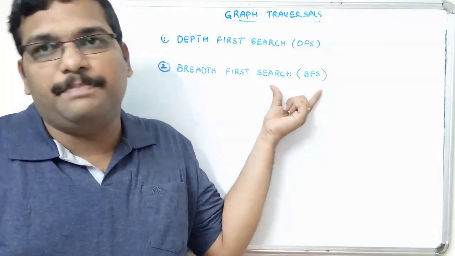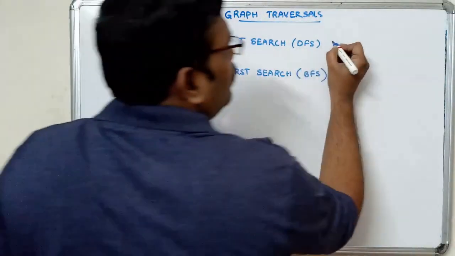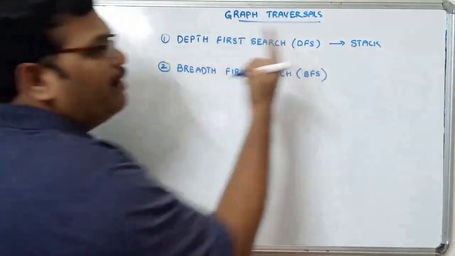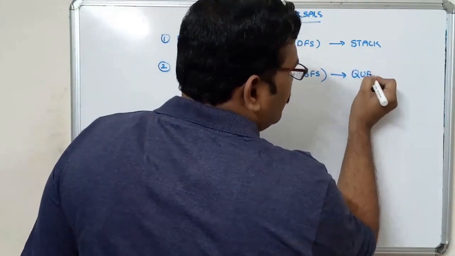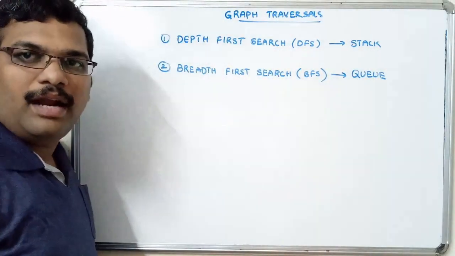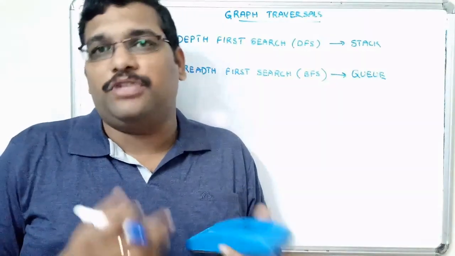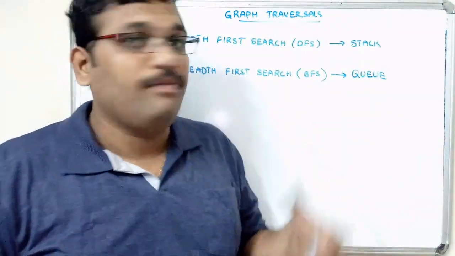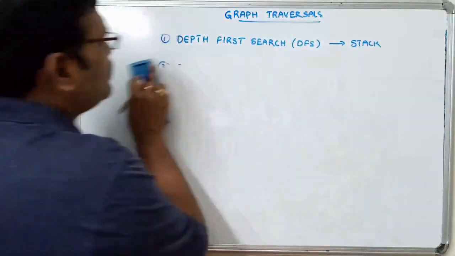In order to implement DFS and BFS, we will use the stack data structure for implementing the DFS, and we will use the queue data structure for implementing the BFS. Now let us take an example and see the procedure, how the DFS will work and how the BFS will work. It's a very simple topic. Now, coming to this DFS.